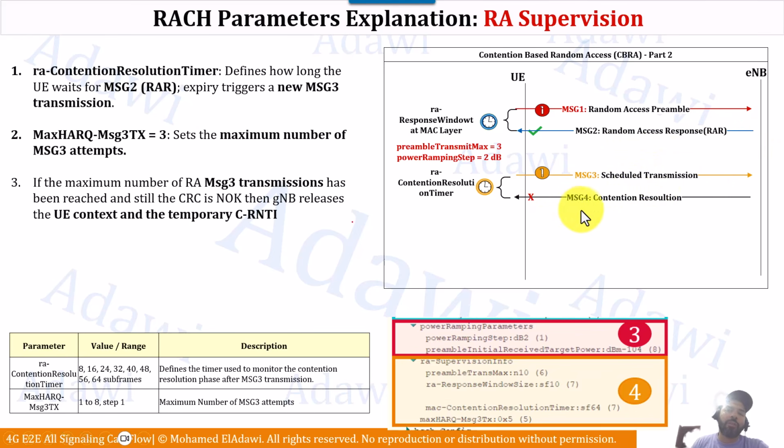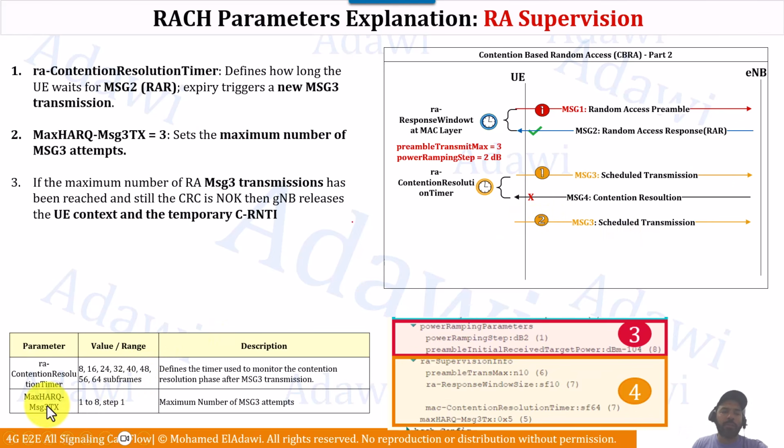I'm assuming now message for contention resolution was not received. So in this case, this one failed, it was not received, or this one failed, any one of these. But in all cases, the timer expired before receiving the acknowledgement from the eNodeB. So the UE now needs to retransmit message number 3. So you will do a retransmission. This was the second time to be transmitted.